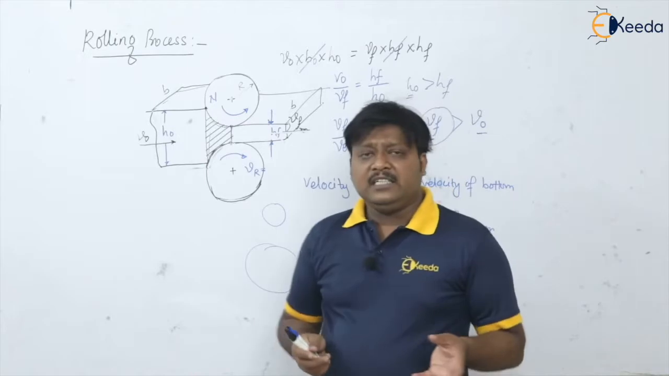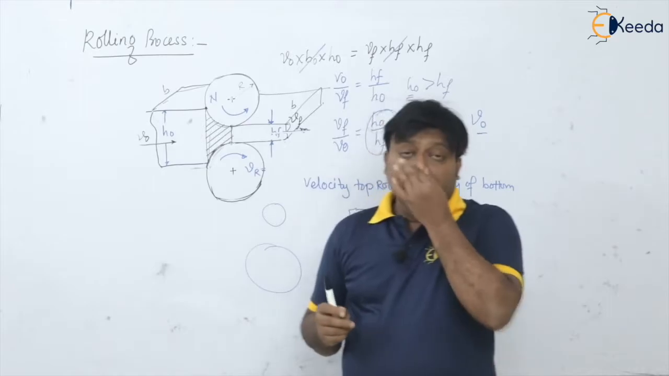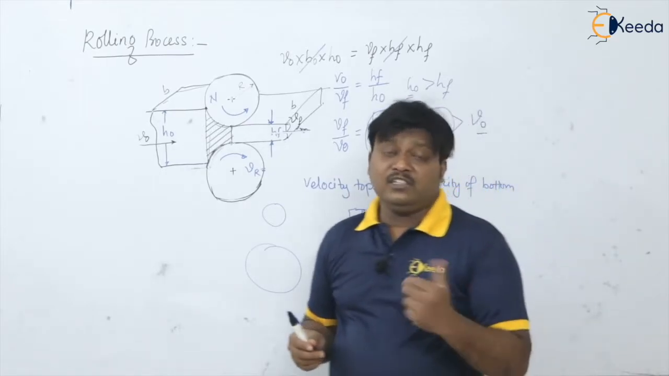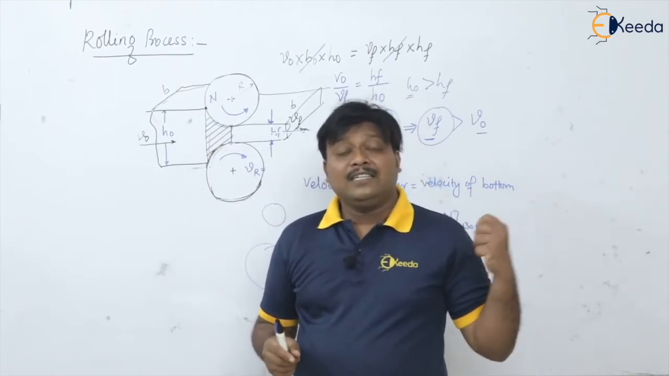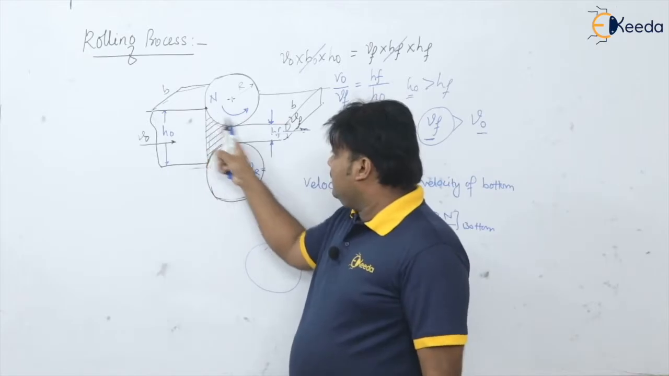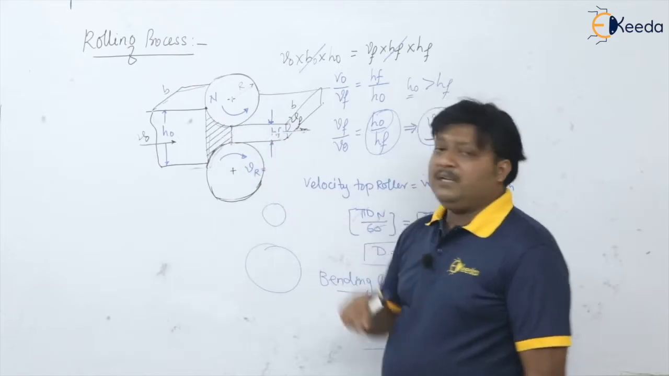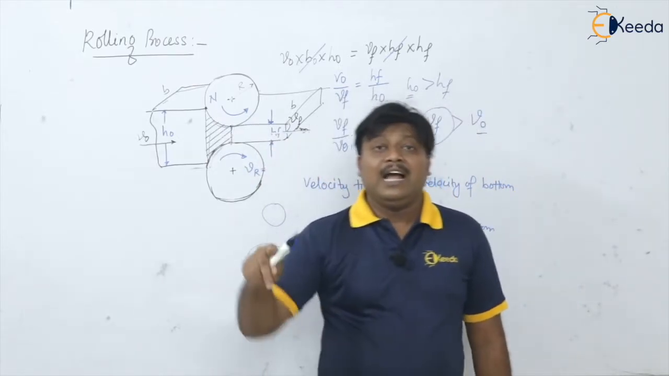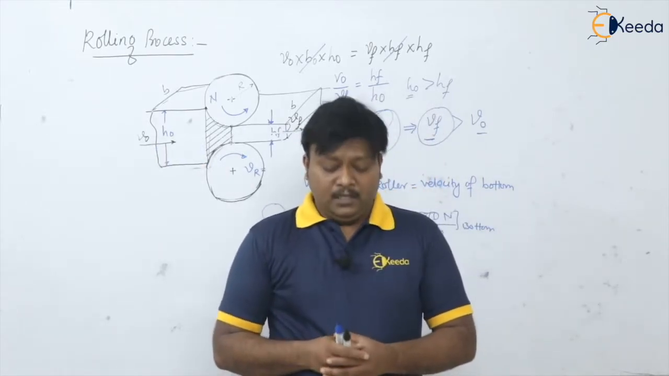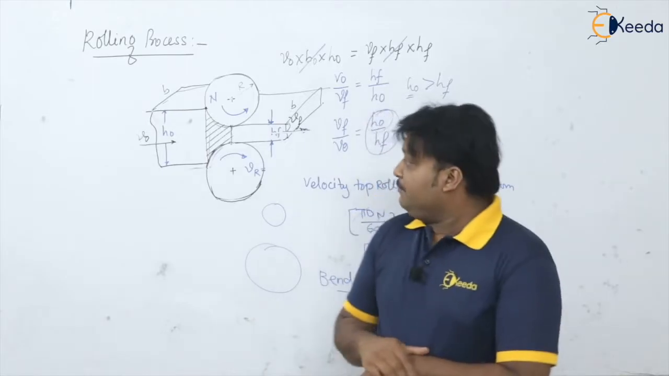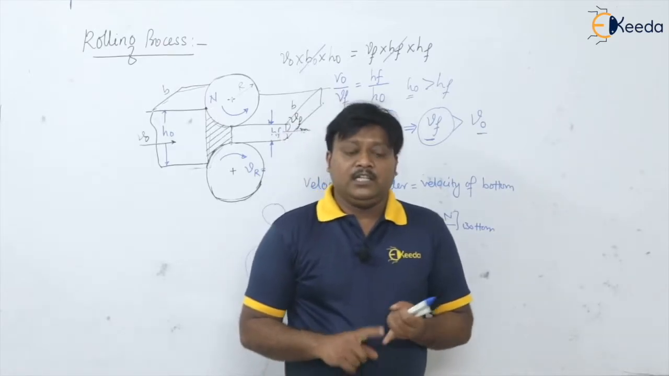So the reason is very same: because of this huge amount of compressive stresses, the pure flow stress gets induced in the material, and because of that the material is now flowing like a liquid. So after passing through this deformation, the plate has a higher velocity at the exit point than at the entry point.